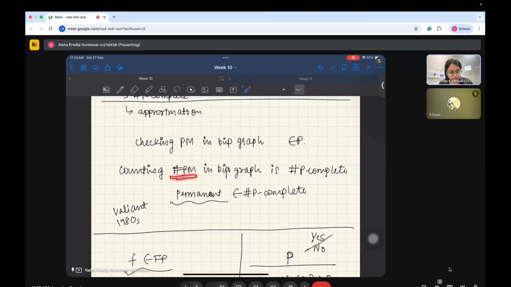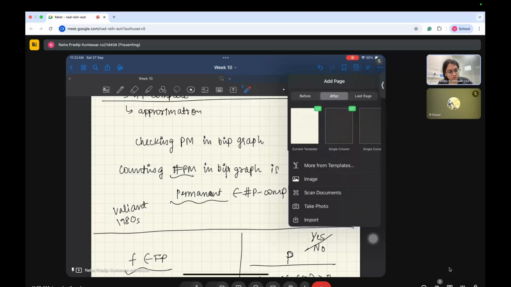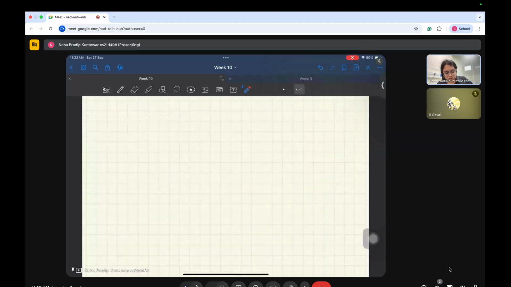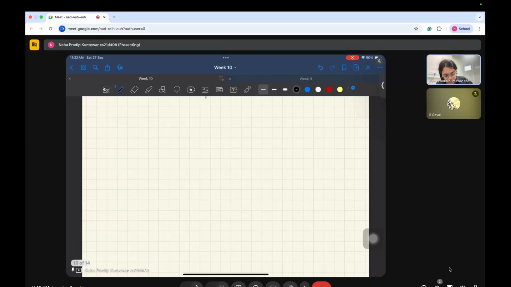So how do you interpret the number of perfect matchings as a permanent? I don't understand what this permanent is. Okay, so we know determinants, right? And determinants and permanents, these are very close cousins. Okay, so what does that mean?